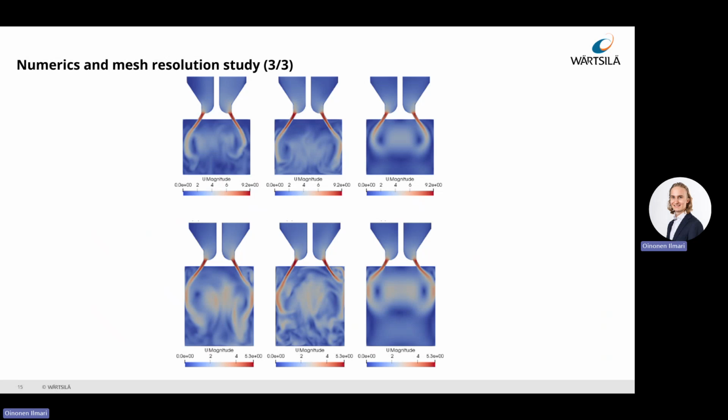Here are some instantaneous flow fields, and different degrees of fluctuations can be seen here. The leftmost is the RNG k-epsilon, the middle one is the k-omega SST SAS, and the right one is the standard k-epsilon, which has pretty much no fluctuations. It was also observed that the direction of the jet from the valve port was an indicator of performance quality.